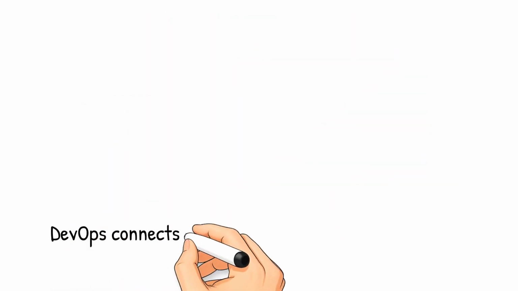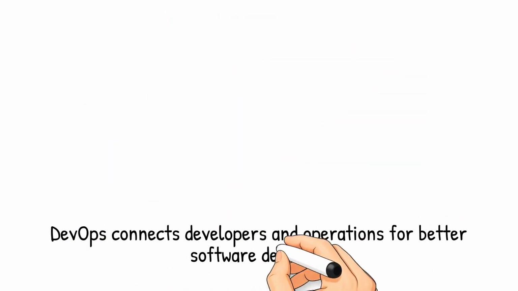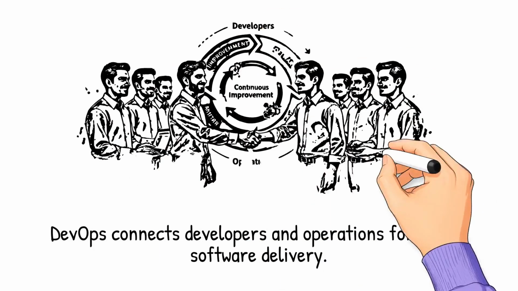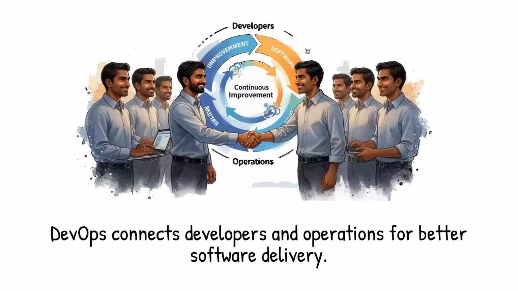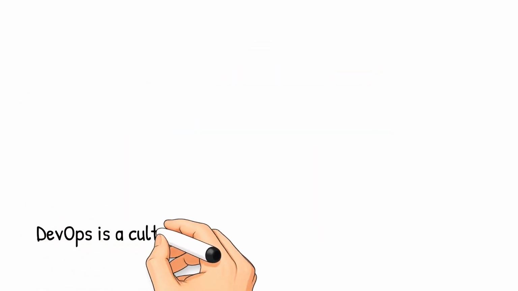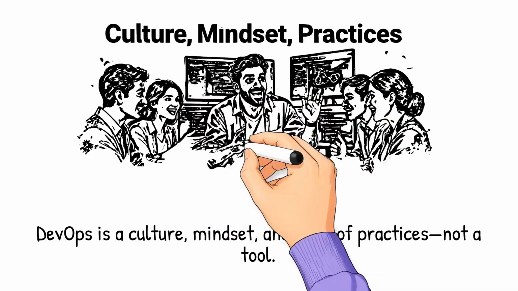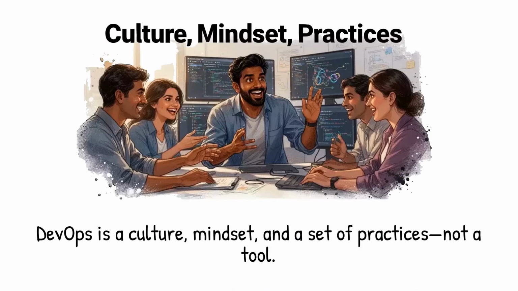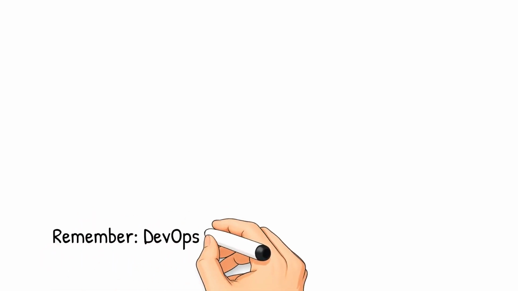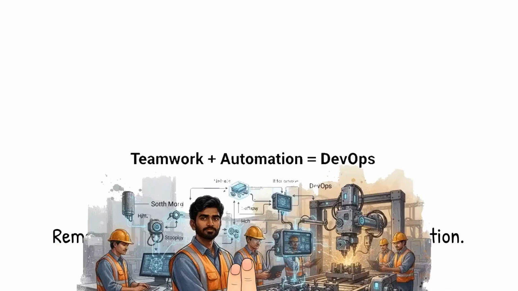So let's bring it all together. Dev means the developers who build the software. Ops means the operations team who run it. DevOps brings both sides together and uses automation to build, test, release, and monitor software in a never-ending cycle of improvement. It's not a tool. It's a culture, a mindset, and a set of practices. And the goal is simple. Deliver software faster, safer, and more reliably. The easiest way to remember it, DevOps is teamwork plus automation.